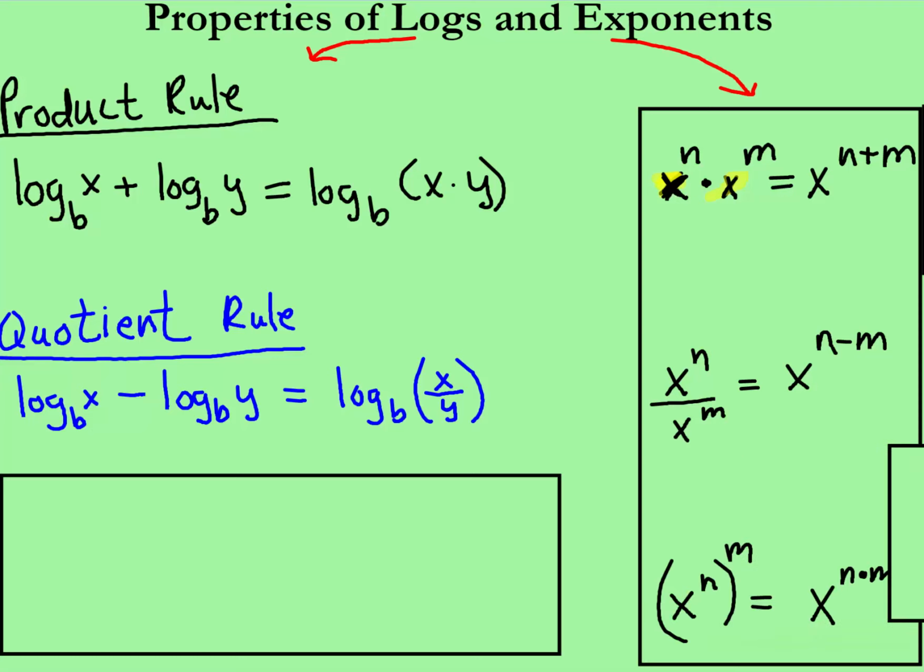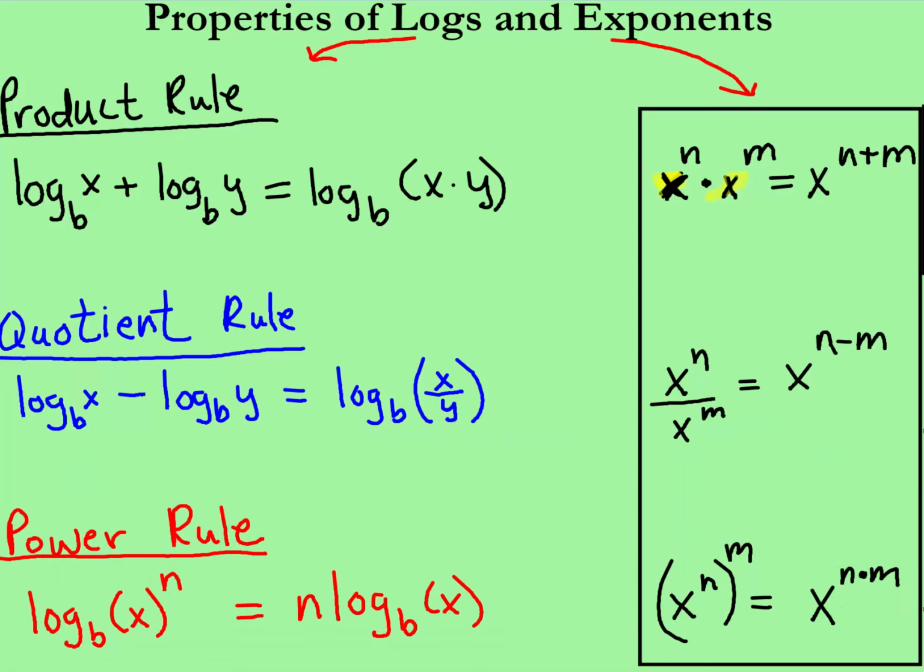For the power rule in the laws of exponents, when you raise a power to a power, you multiply the exponents. And in logs, when a value is raised to an exponent, look, the exponent comes out in front. This exponent right here, this n, comes out in front, and then it multiplies the log of the value. All right, so let's look at a couple examples.